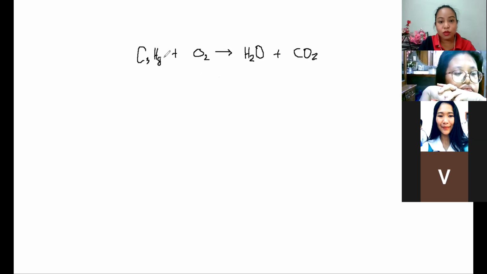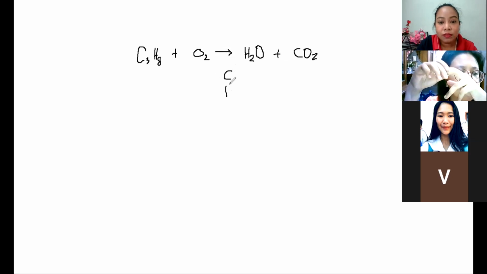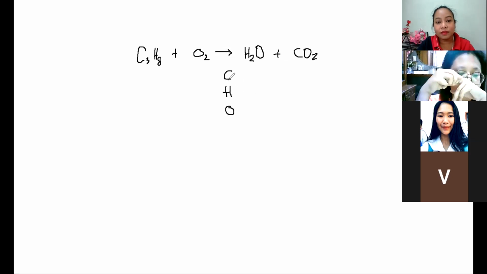Step number 2 is to list all the chemical elements down. So we have carbon, hydrogen, and oxygen. Did you already list them? Okay.